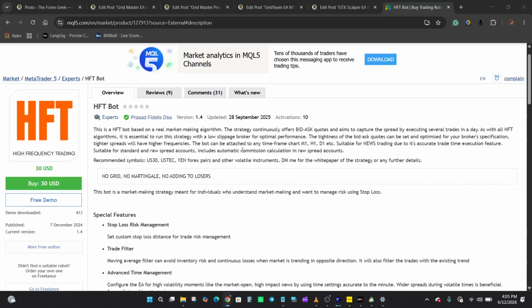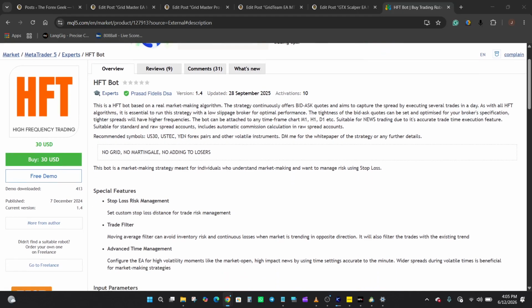Starting with the MQL5 Marketplace page, HFT Bot is described as a high-frequency trading system based on a market-making algorithm. According to the developer, the strategy continuously places bid and ask quotes with the objective of capturing spread opportunities through multiple trades throughout the day.